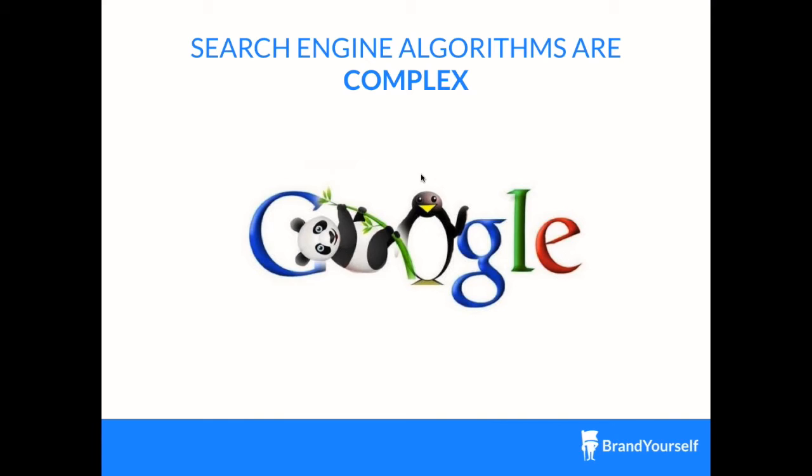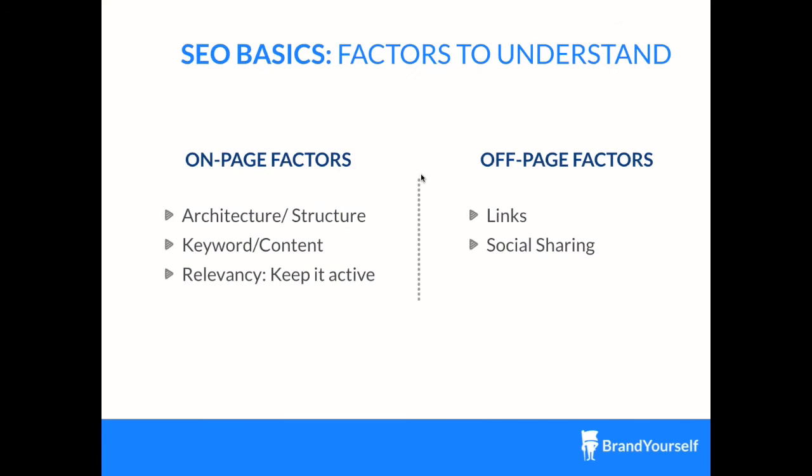There are so many factors that go into their algorithms. They're incredibly smart. And the whole goal of these algorithms is to provide the best search experience to its users. Now, there is a way, not necessarily to manipulate these algorithms, but to use them to your advantage. And that's what really good SEO is.